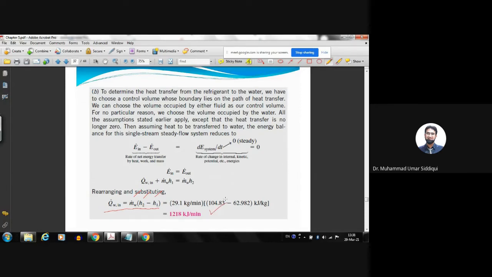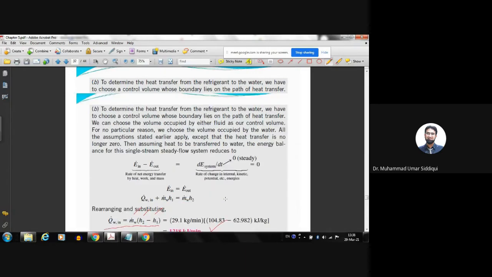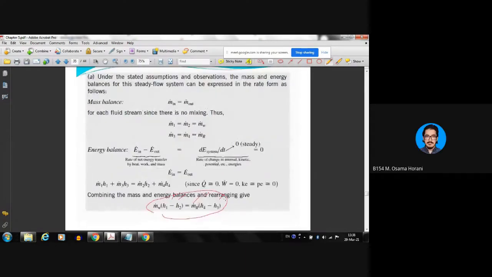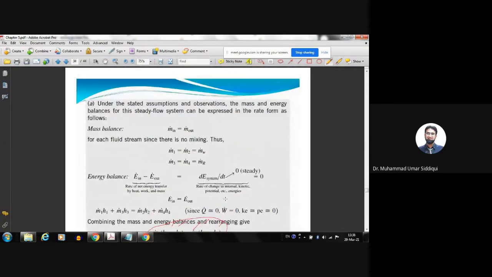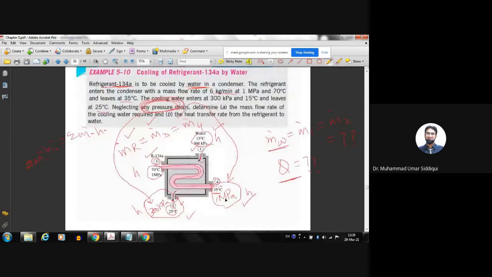Okay, so this is how we solve the problem. And with this, our problem of the heat exchanger is over. Anybody want to ask anything?